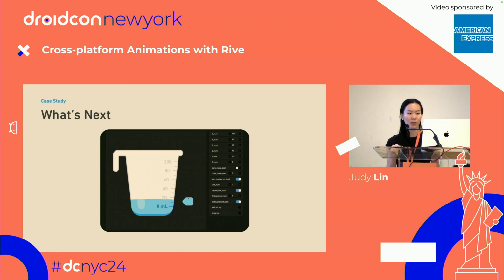Another cool component that is difficult to build natively would be this measuring cup. I honestly don't know the physics of water movement, and sharing this Rive component with iOS means they also wouldn't need to know either and can rely on the animation consistency that Rive gives us.